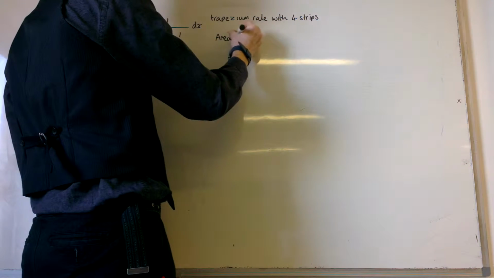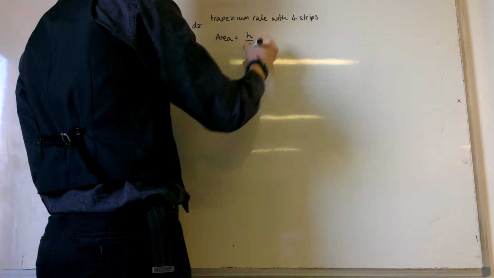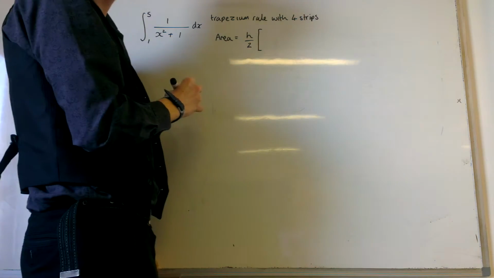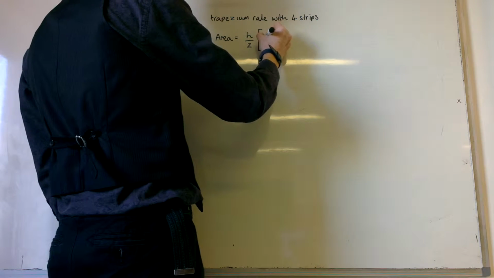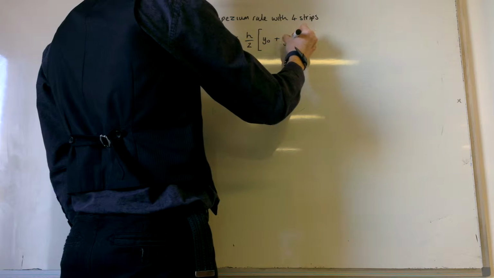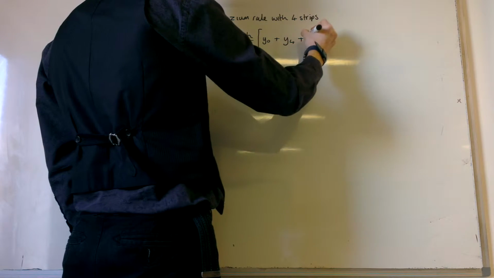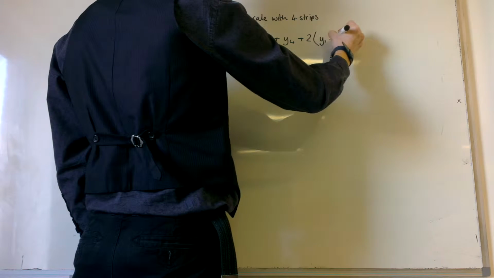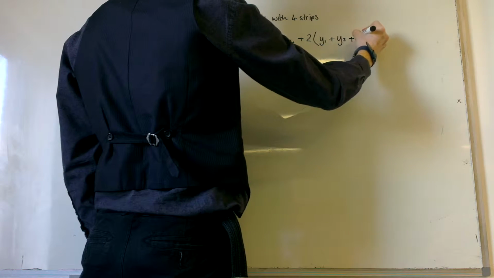Area is equal to h over 2 multiplied by, in brackets, the first ordinate, y0, plus the last ordinate, y4, plus 2 lots of all of the other ordinates, y1 plus y2 plus y3.